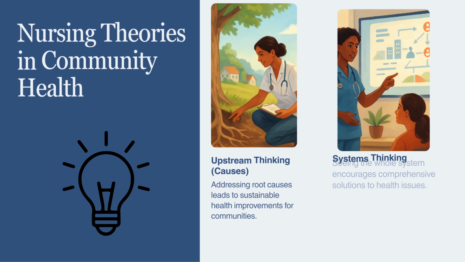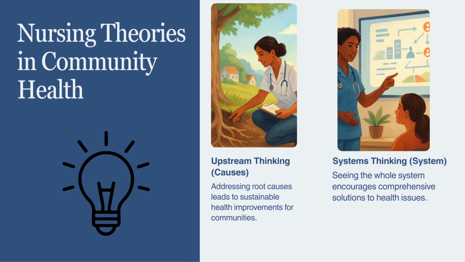In community health, we don't just treat symptoms, we look upstream to understand what's causing them. Upstream thinking means asking, what is the root cause? What's happening earlier in the chain that leads to illness today? Systems thinking takes that even further. It reminds us that health is influenced by policies, structures, resources, and environments. Both perspectives help us design long-term, sustainable solutions that support whole communities.